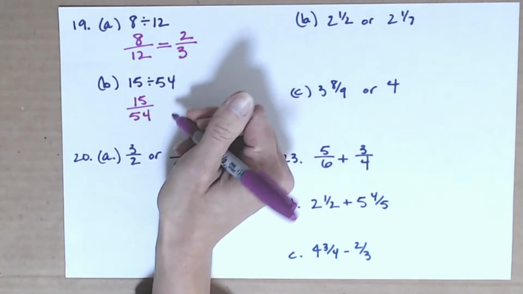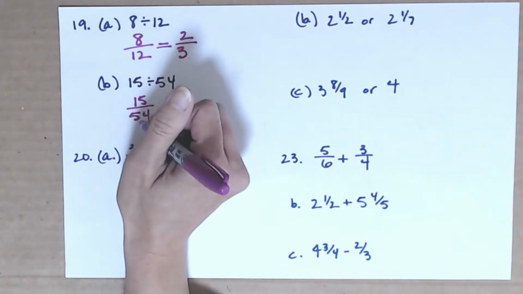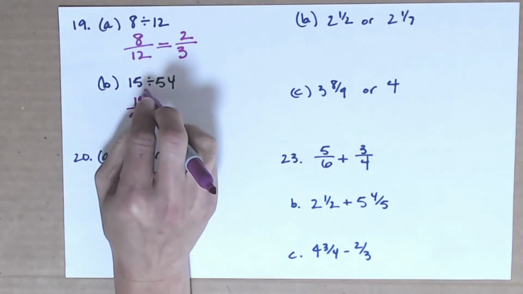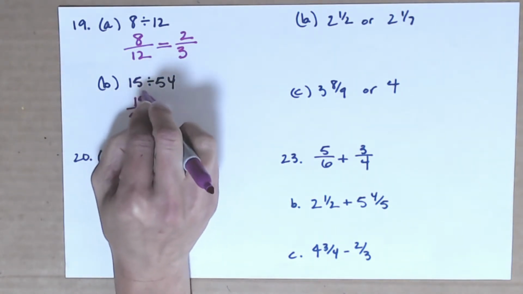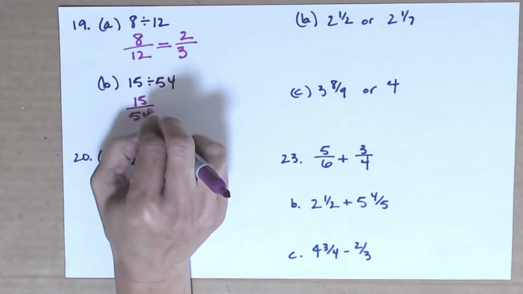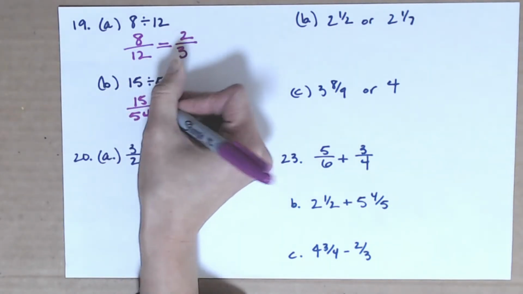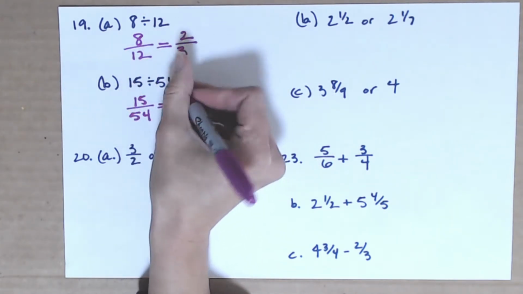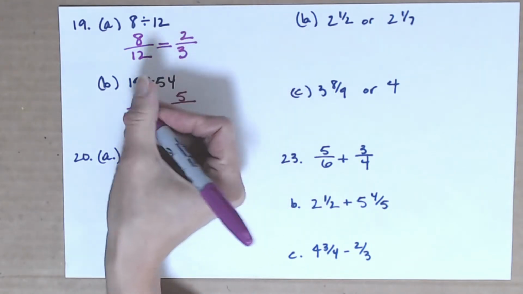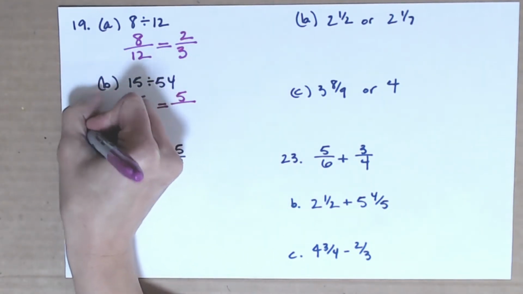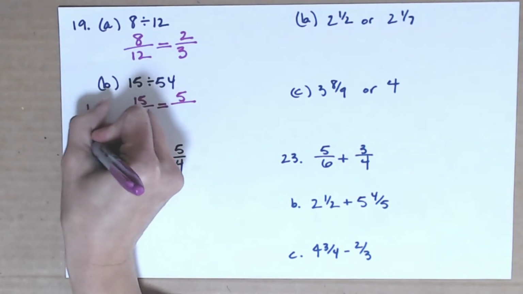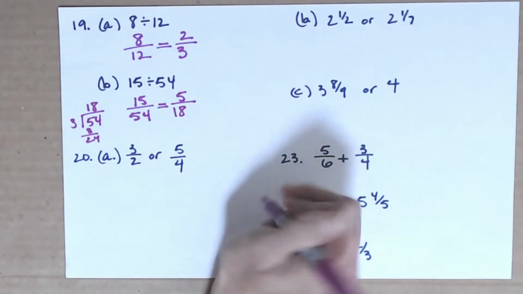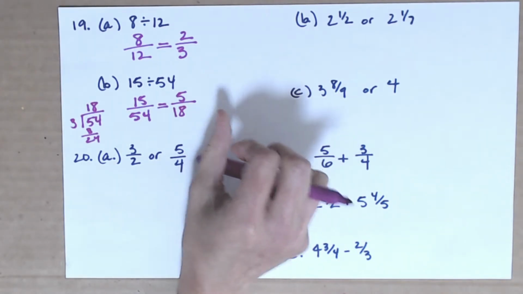15 divided by 54 is 15/54. And I want to find a common factor. I know that both are divisible by 3 because the sum of the digits of each is divisible by 3. 1 plus 5 is 6, that's divisible by 3. 5 plus 4 is 9, that's divisible by 3. So I know that each of the numerator and the denominator are both divisible by 3. 15 divided by 3 is 5. 54 divided by 3, I don't know that off the top of my head. So I'm going to go off to the side and I find that it's 18. So it's 5/18.